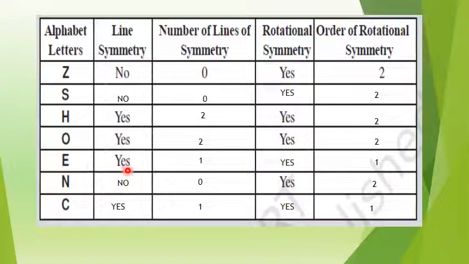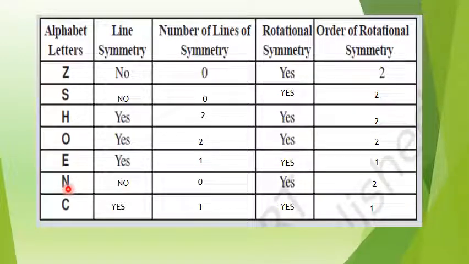Does it have line symmetry? Yes, along the horizontal line. Here is the line of symmetry of E. So the number of line symmetry is 1. Does it have rotational symmetry? Yes. What is the order of rotational symmetry? 1.